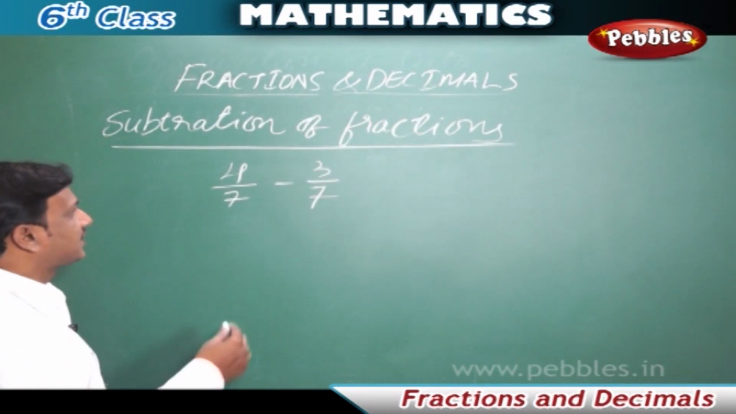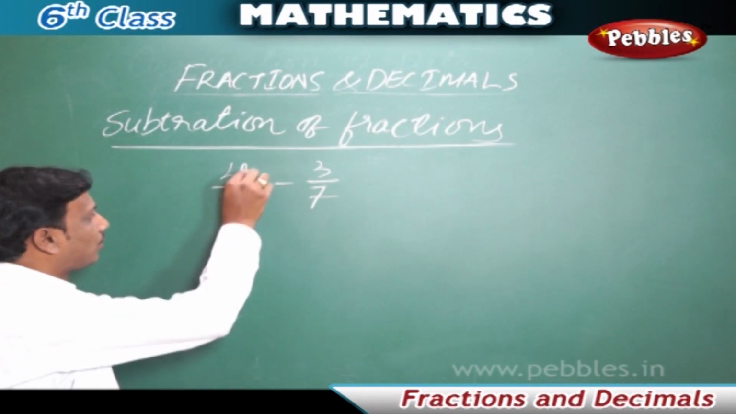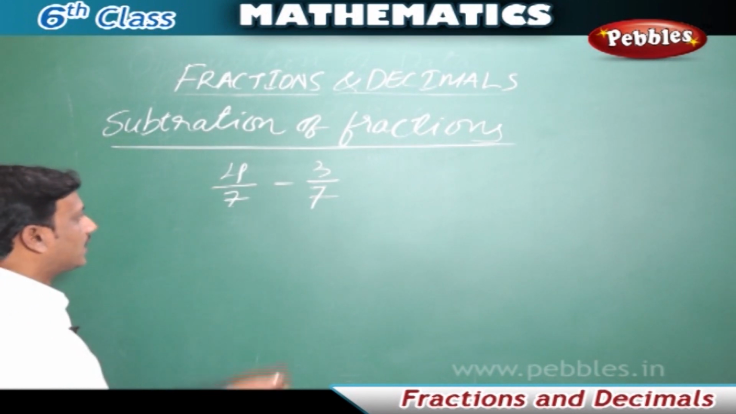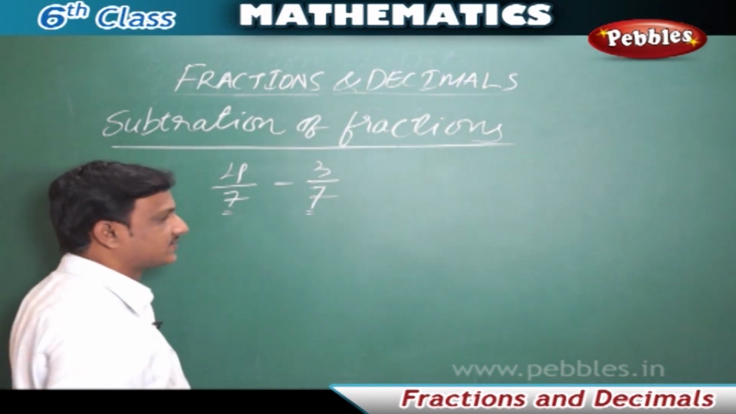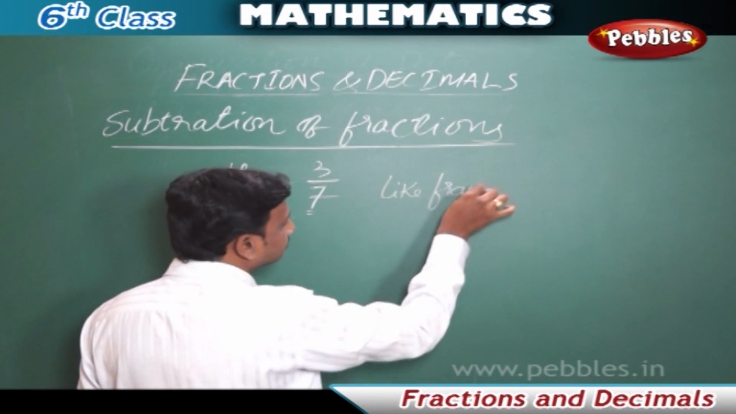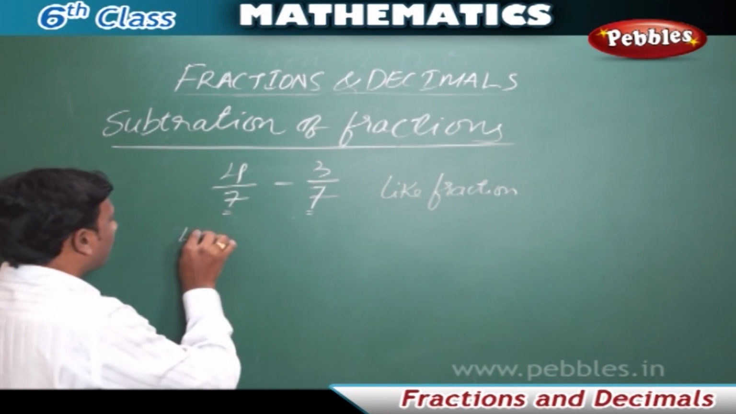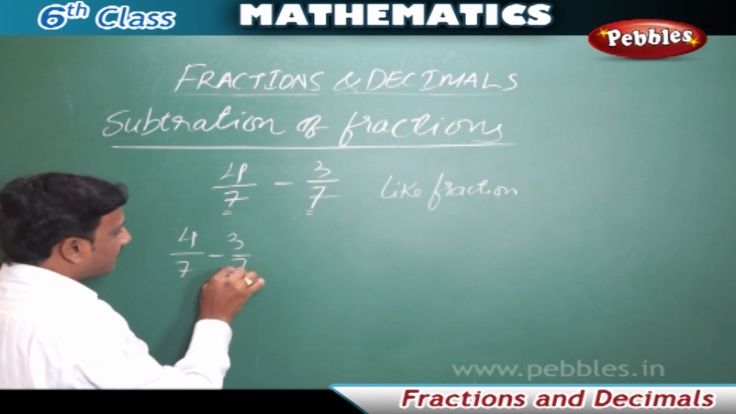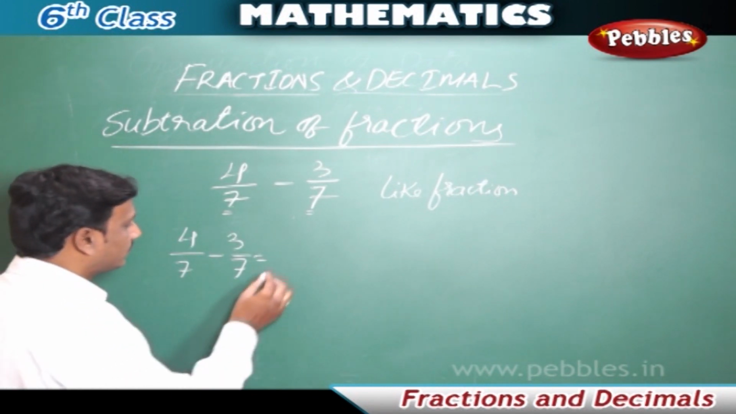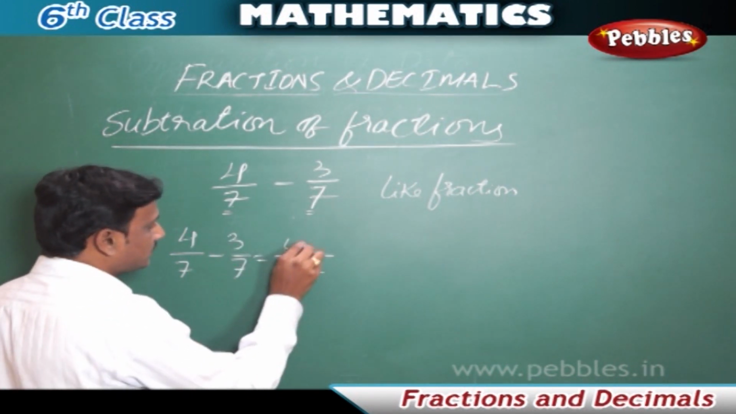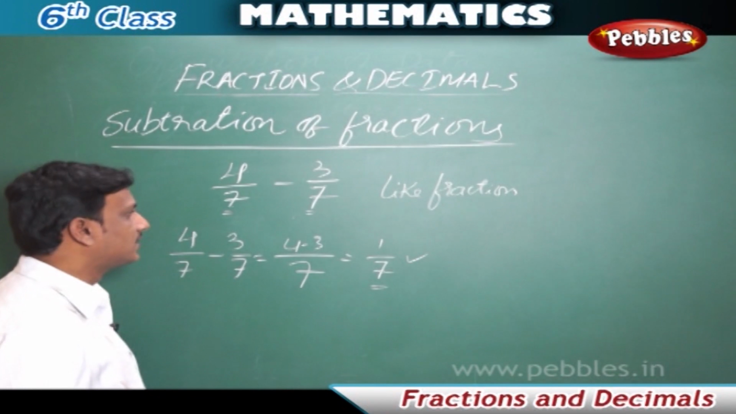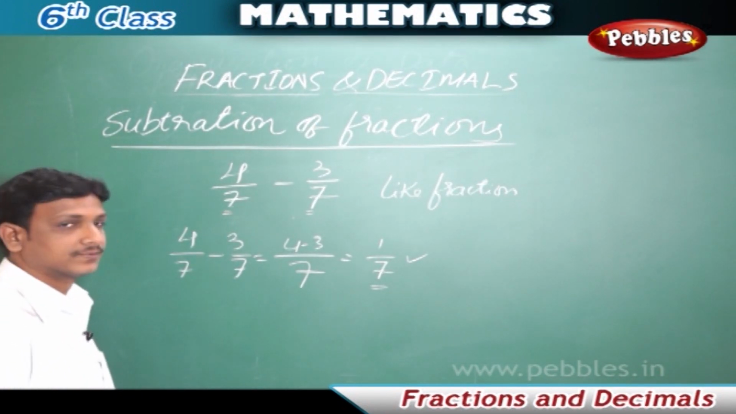Now let us see the subtraction of fractions. Here we have two fractions, 4/7 minus 3/7. Let us see how to do this subtraction. Here the denominators in both the cases are the same. So these two fractions are like fractions. So 4 by 7 minus 3 by 7. That means from 4 one-by-sevens, 3 one-by-sevens are to be removed. 7 is the common denominator. 4 minus 3 is 1 by 7. So in this way we can do the subtraction of like fractions.